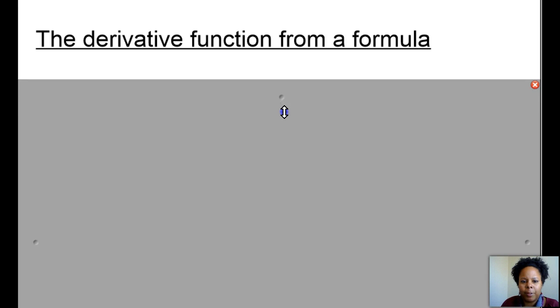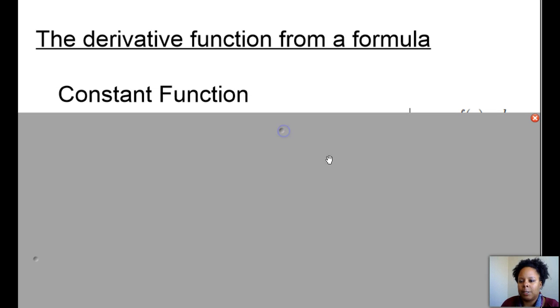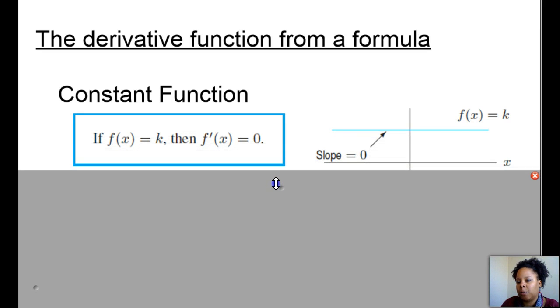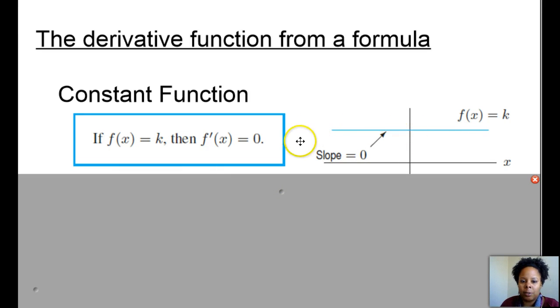So for example, let's take a look at the constant function. As we remember, the constant function is a horizontal line where the slope is 0. So no matter where the horizontal line is, the slope of the tangent line at each point is always going to be 0. So the constant function's derivative is always 0, the constant 0 function.